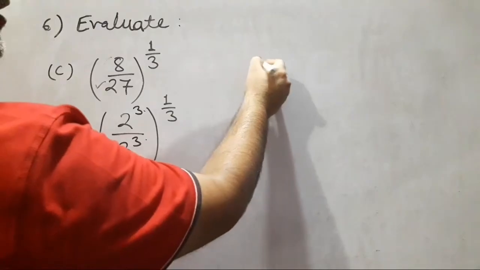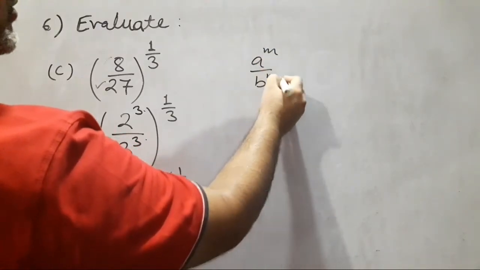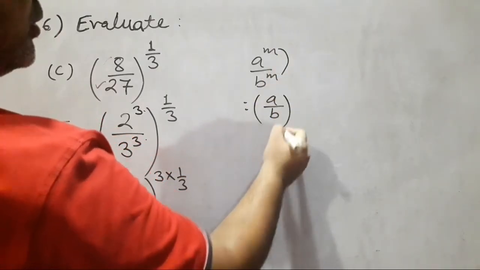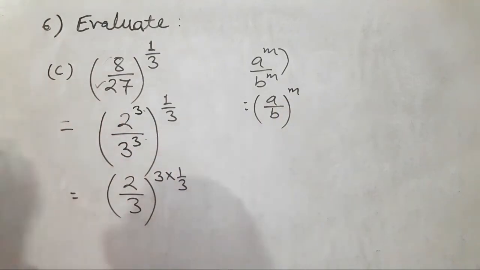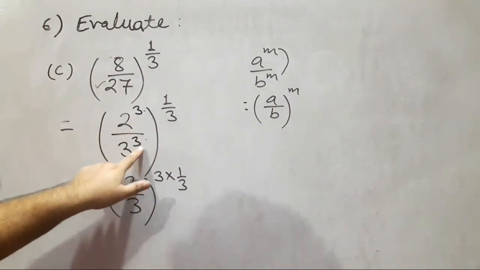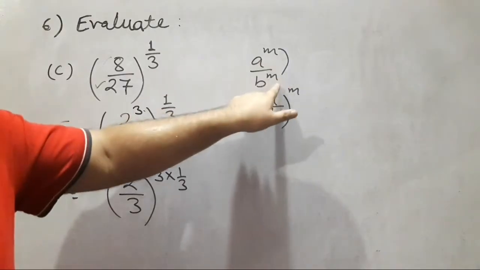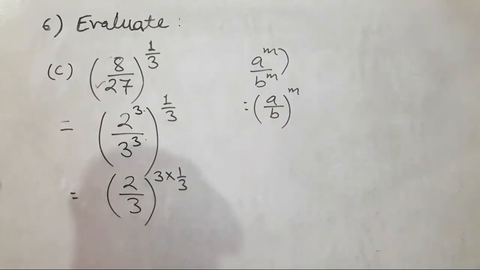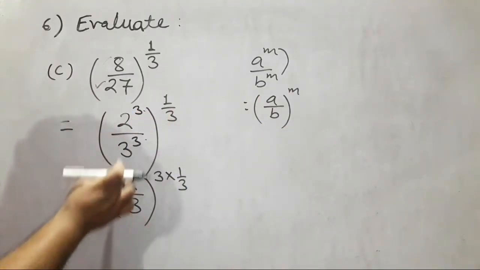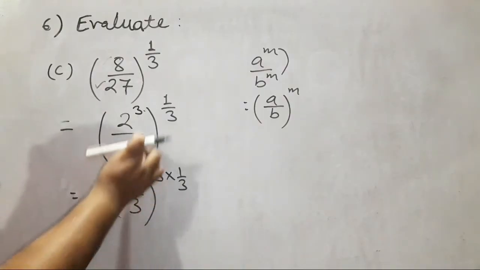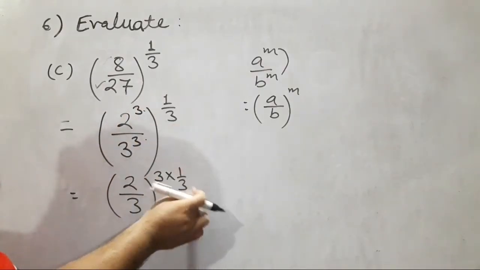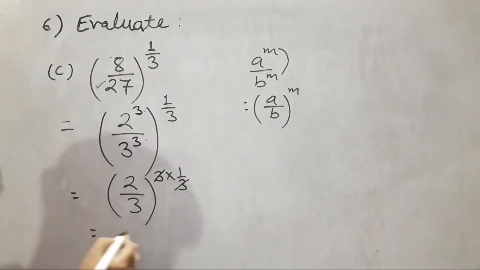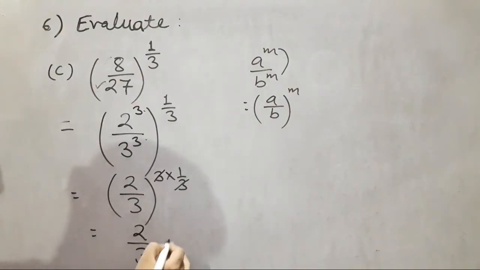As we know that a power m by b power m can be written as a by b, and power m can be written common by writing them in bracket. Similarly here, 2 by 3 by 3 by 3, powers are common. See here, the powers being common, they will go outside and keep a by b under the same bracket. In the same way, this power 3 shall become common and keep 2 by 3 under the same bracket, and this 3 shall go outside and multiply with 1 by 3. This 3 and this 3 shall be cancelled, equal to 2 by 3. It is our answer.